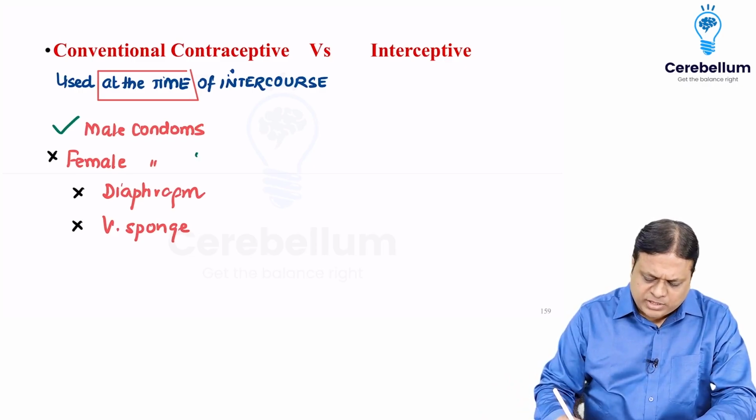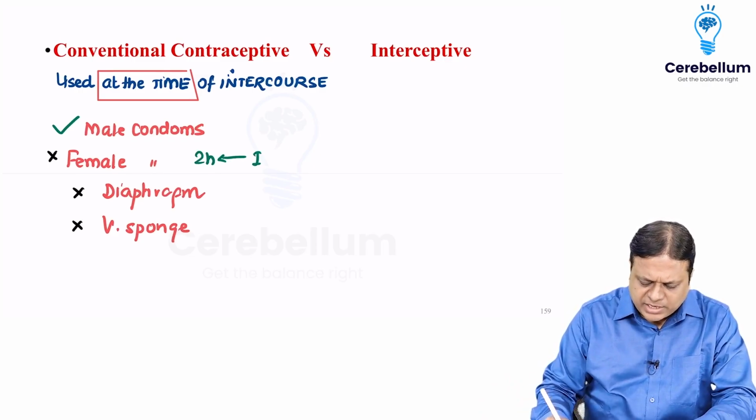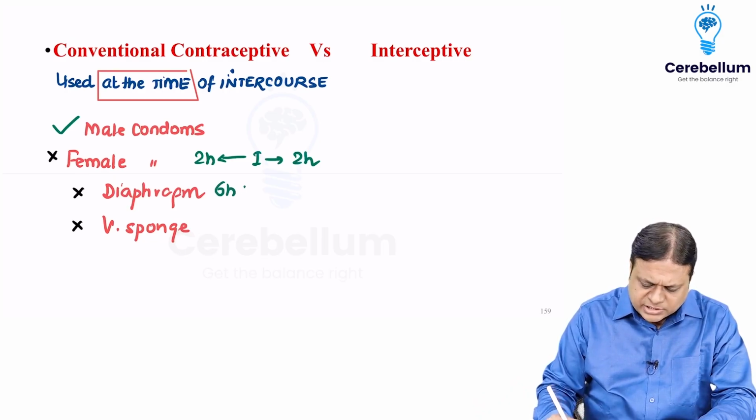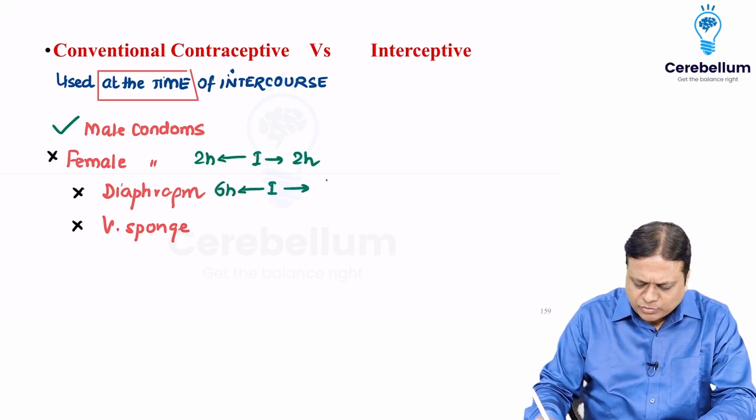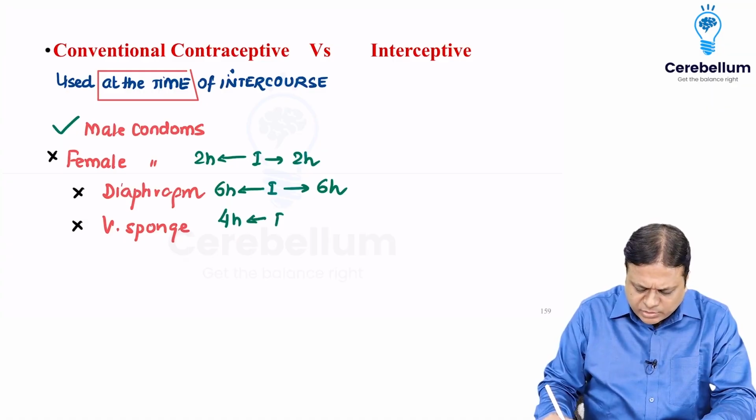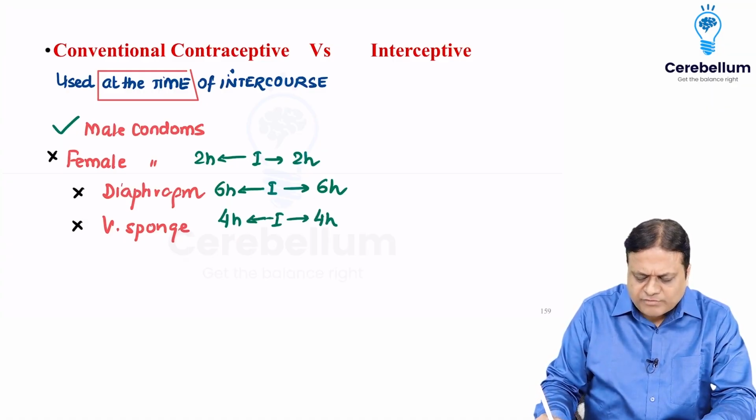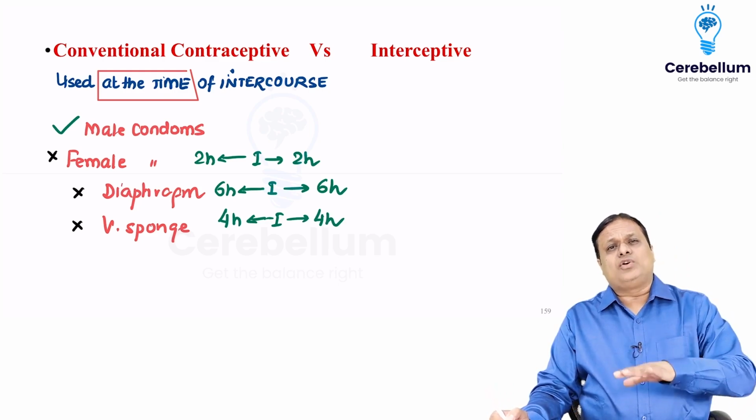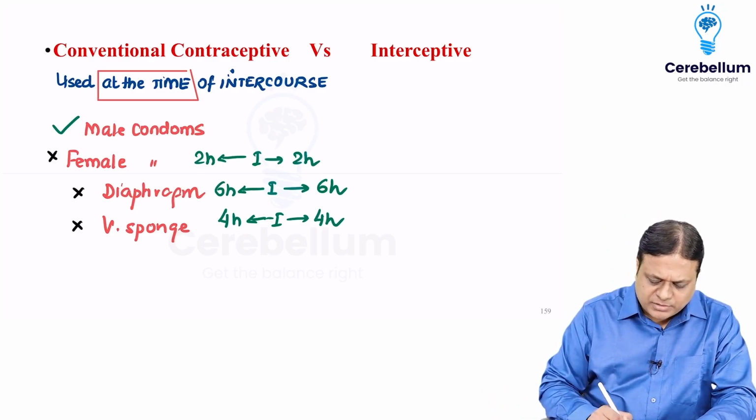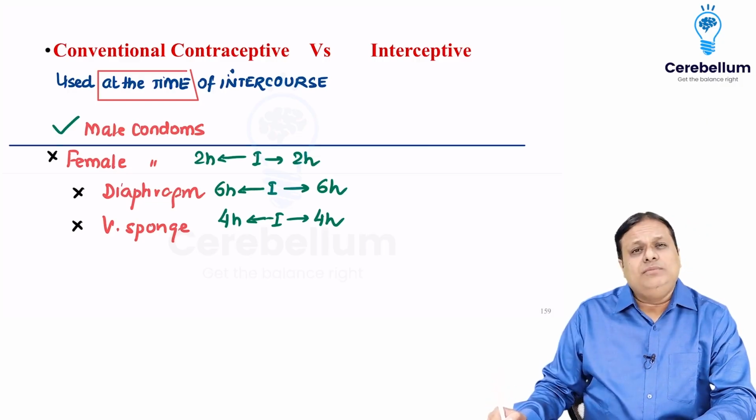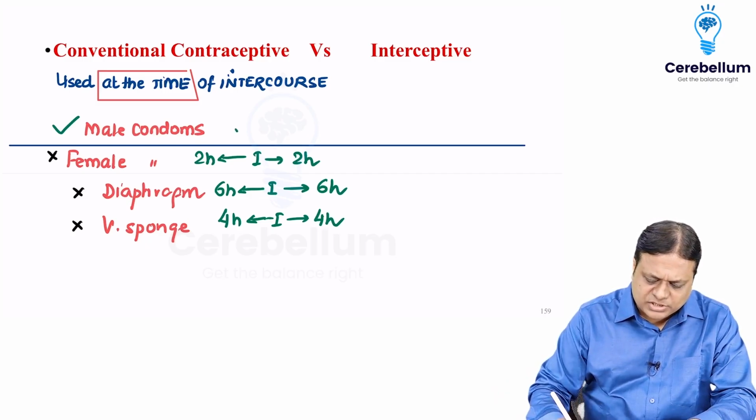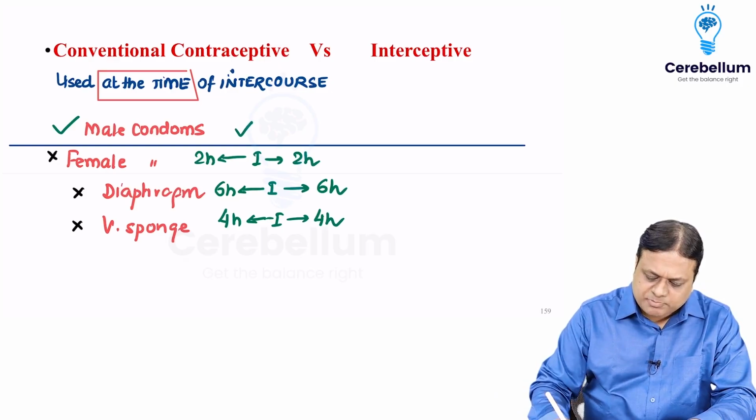Why? Female condoms have to be inserted 2 hours prior to intercourse, and should not be removed for 2 hours later. Diaphragm should be inserted 6 hours prior to intercourse, and should not be removed for 4 to 6 hours later. Vaginal sponge is inserted 4 hours prior to intercourse, and should not be removed for 4 hours later. So it is only male condoms which are exactly used at the time of intercourse. So please remember, not all barrier methods, only male condoms are conventional in nature. Also, another example of conventional contraceptive is spermicides.